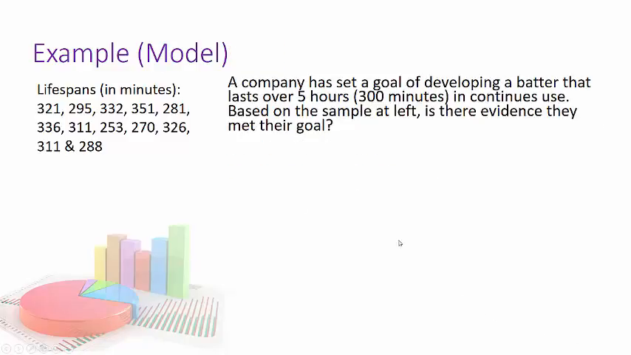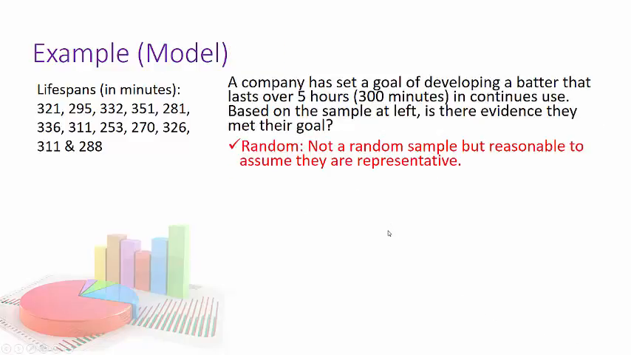So now let's look at the model. Remember, we want to check if it's random. Well, technically, this is not a random sample. This is like a pilot. They're developing the batteries, and this is like 12 that they've developed. But it's reasonable to assume that these 12 batteries are probably representative of the other batteries, at least with the current design. Independence is probably reasonable as well.